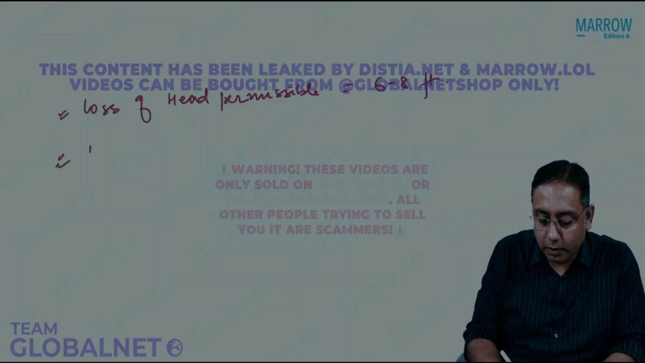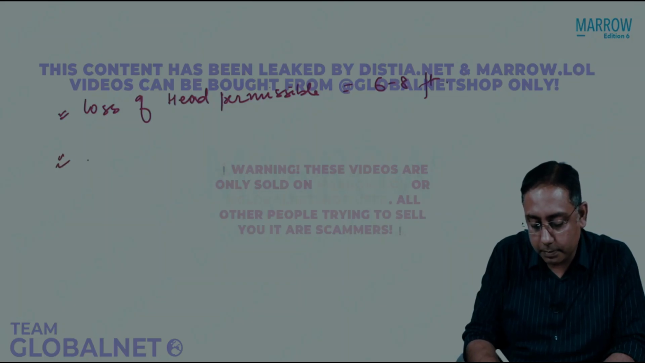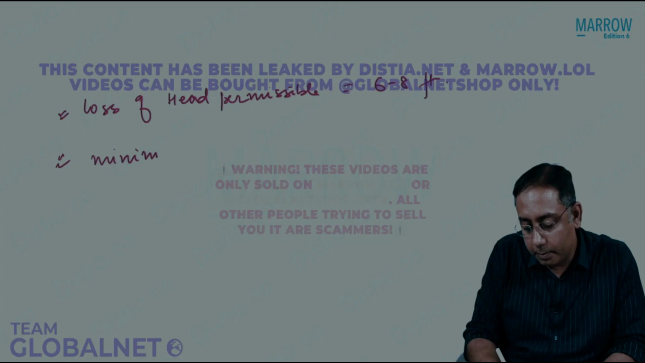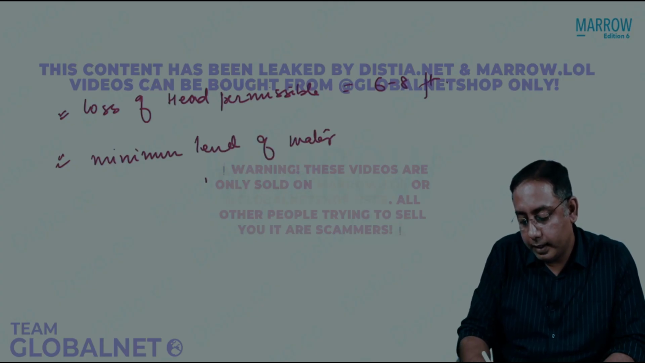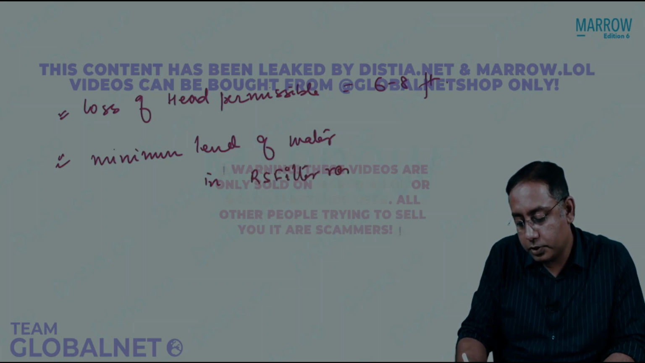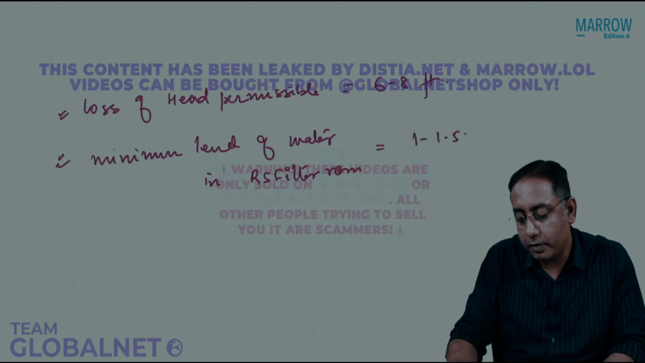What is the minimum level? This is not the maximum, this is the minimum. What is the minimum level of water in the rapid sand filter room? In the filter room, it should be around 1 to 1.5 meters.